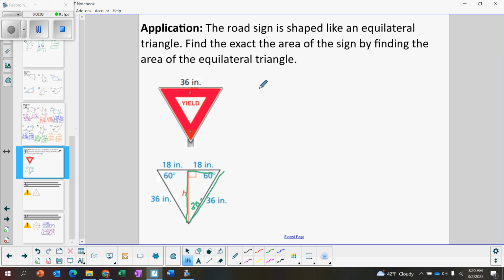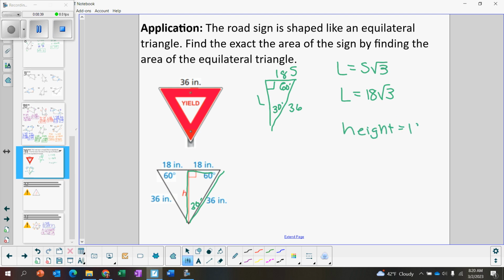So I'm really working with a 30 90 triangle, where you know this is 18, this is 36, and this is the height. So you see height, and that's going to be L right now. So I'm going to use L equals S root 3. So L equals 18 root 3. That really means the height equals 18 root 3.